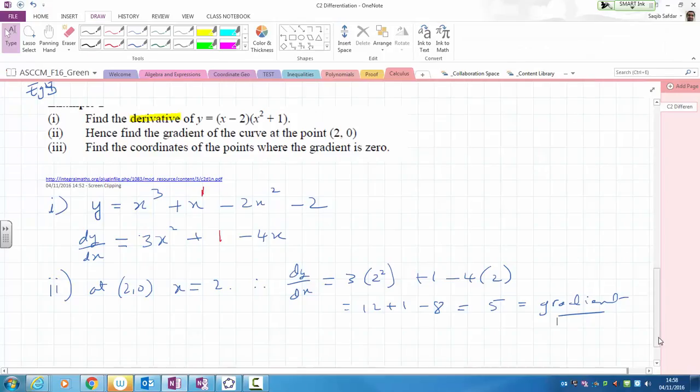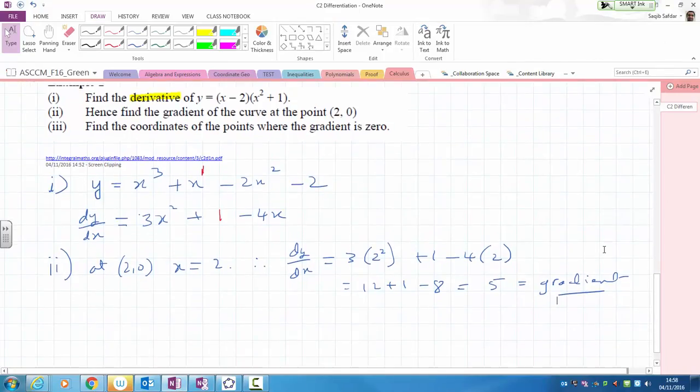Okay. Last but not least, so we know what we've done so far. We take a function, we can differentiate it to find the gradient function, i.e. we can work out the gradient, and then given an x value, we can work out the gradient at any point on that curve. Now it says find the coordinates of the points where the gradient is 0. So how should we do that?